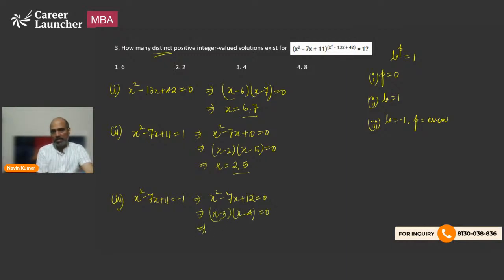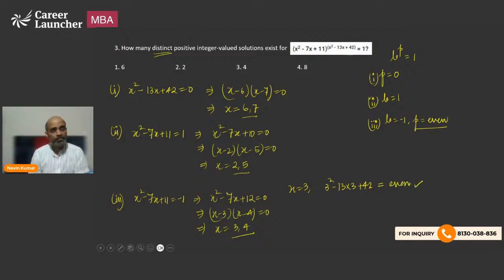So this results in x is equal to 3, 4. Now we are not yet done. If base is minus 1, power should be even. So when x is equal to 3, our power will become 3 square minus 13 into 3 plus 42. If you solve this, this is going to be even. So no problem here, right? 3 square is odd, 13 into 3 is odd, 42 is even, odd minus odd plus even is even.